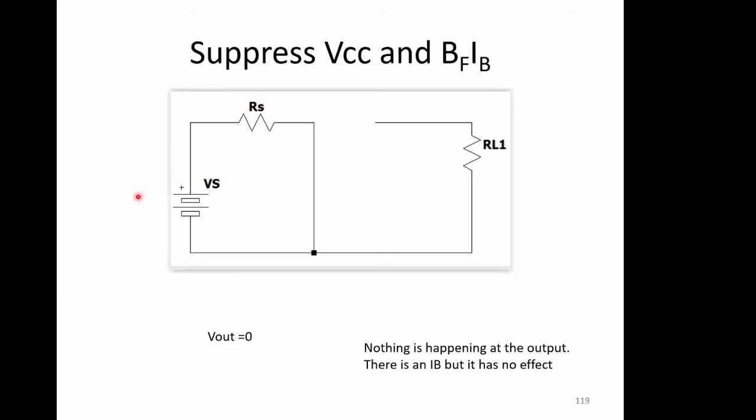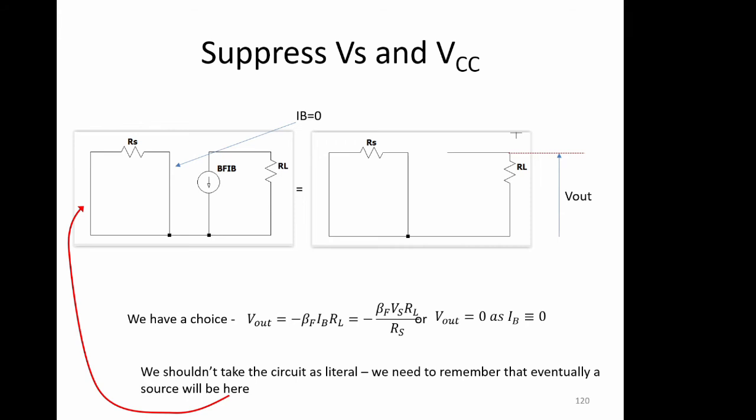Okay, so if we suppress VCC and replace it with a short circuit, and we keep the current source suppressed, so that's an open circuit, and then we look at what happens with VS. There's a current flowing around here, but there's nothing going on over here, and there's no voltage source over here, so V out is going to be 0, V out being the voltage at this point here. So nothing else to be said about that either, really.